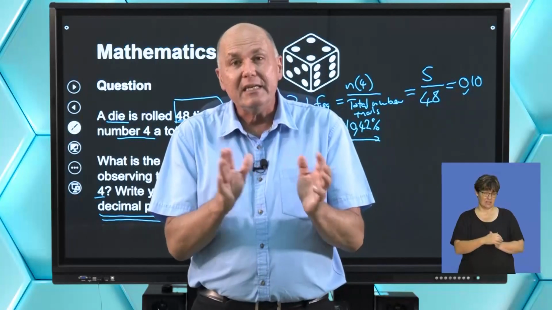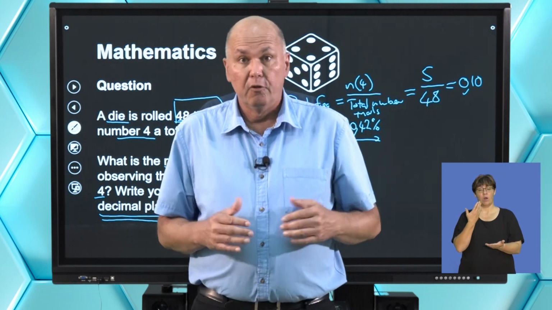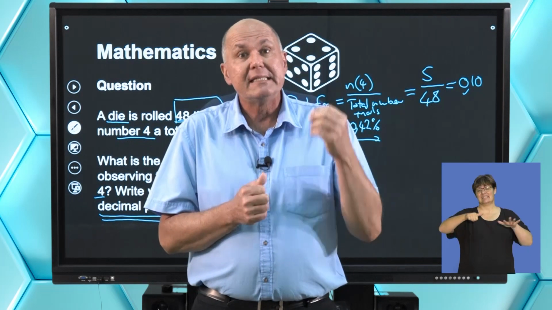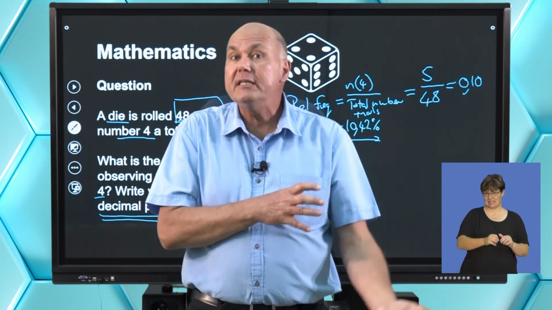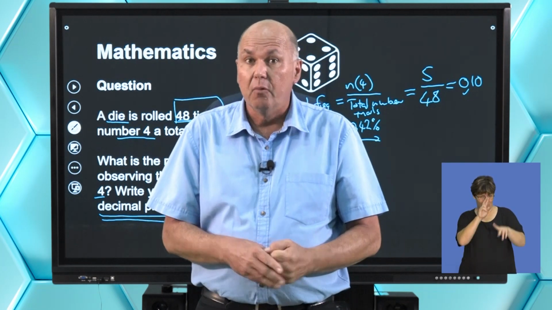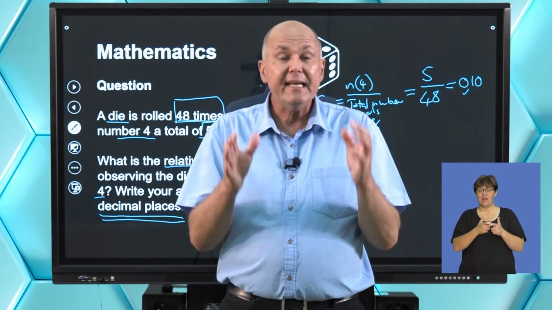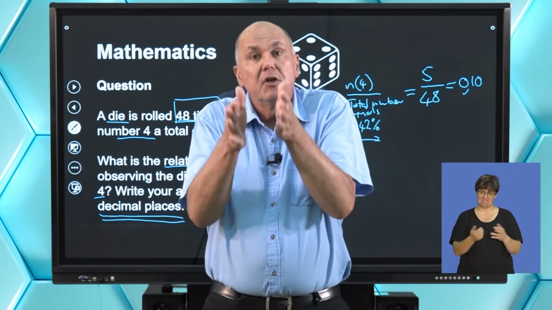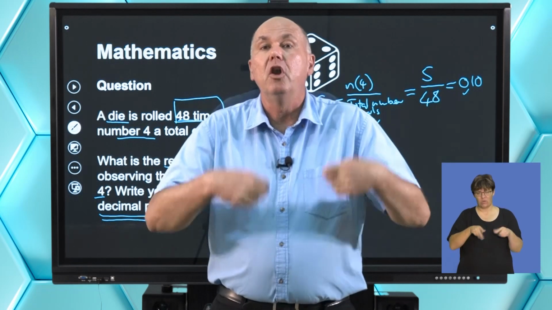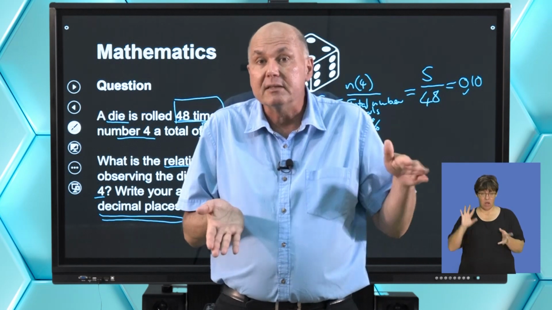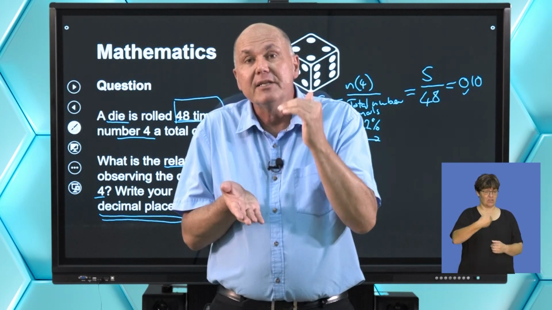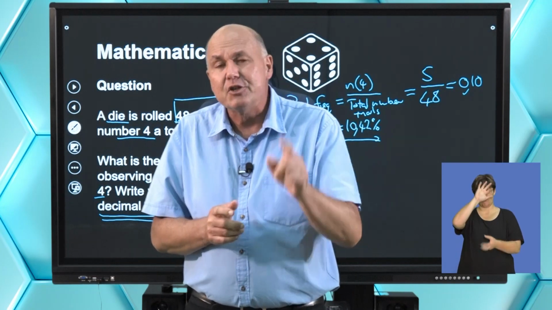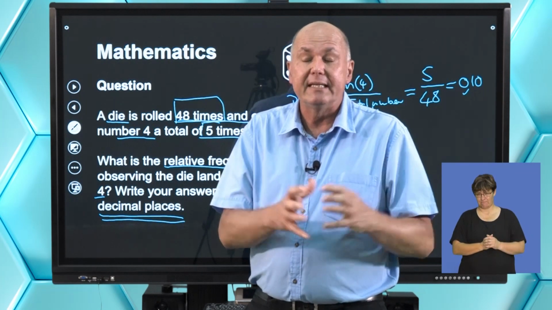So guys, can you see that when we did the calculation for the probability, it wasn't the same. It was 16%, where here it's only 10%. What's that indicating to you? Well, I hope you can see that 48 isn't a big enough sample space to allow the relative frequency to get close to the theoretical probability. We'd have to do a lot more trials. And if you do a lot more trials, overall, you'll find that the relative frequency will get closer and closer to the theoretical probability.